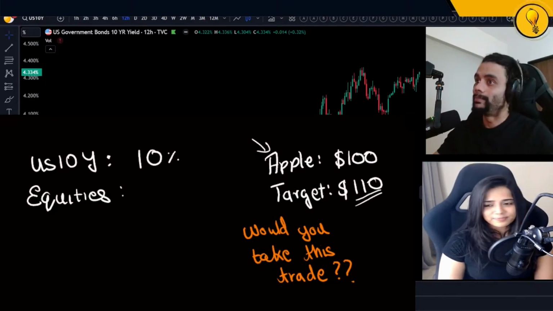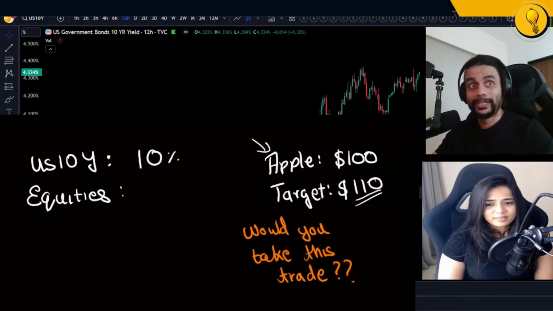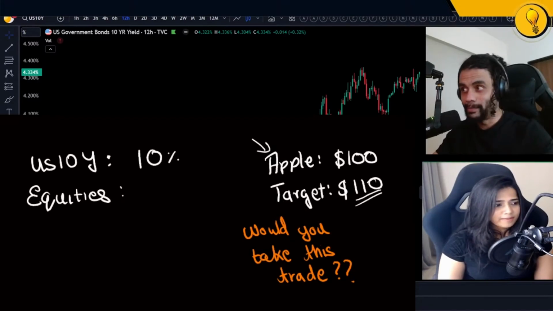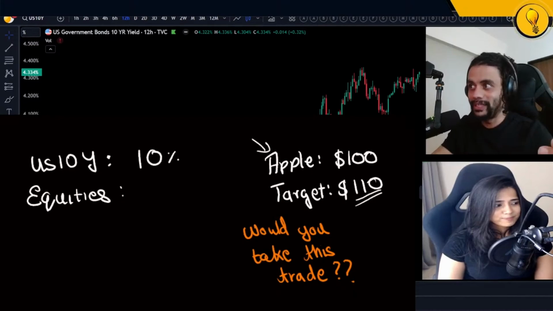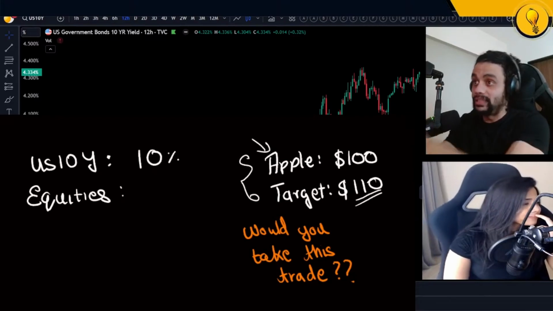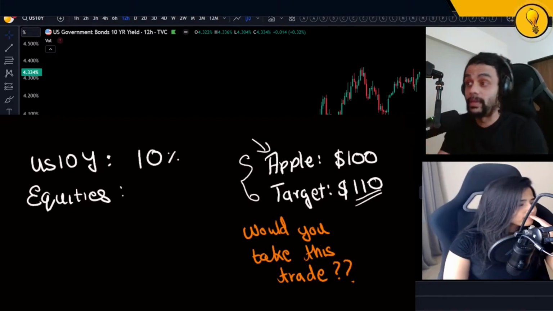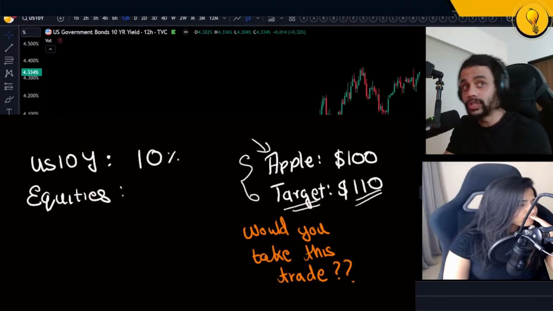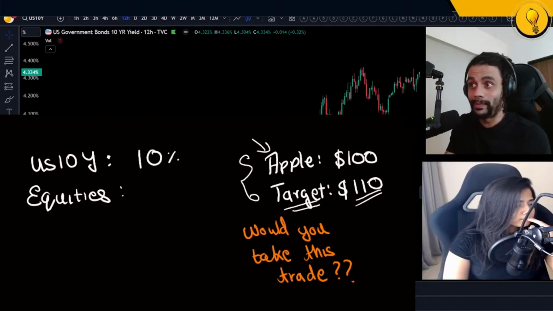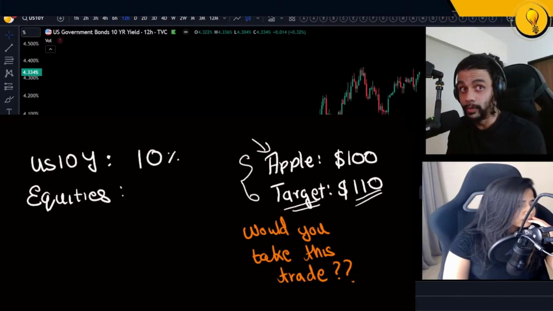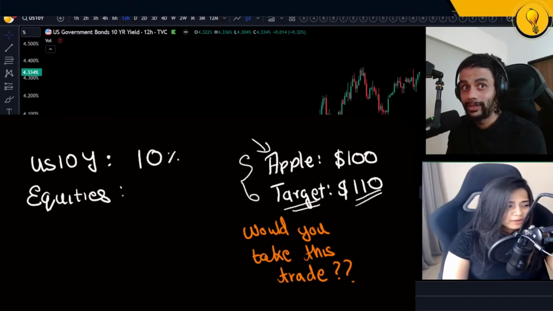So you're like, hey, the future prospects of Apple longer term are better than the US Treasury, right? Yeah. But you're saying that the future prospects within 1 year, based on these numbers, are the same. If you've come up with this target, your target is $110 by the end of the year. So based on this, you're saying that the future prospects are the same for both of them, right? I guess, yeah, because I'm buying Apple at 100, my target is 110, getting 10% on the 10-year yields.